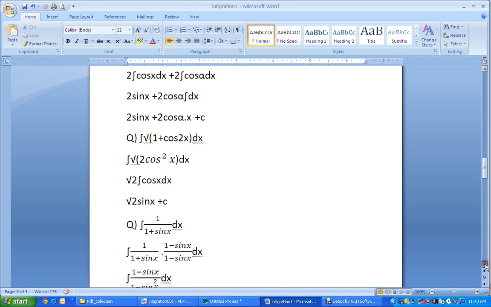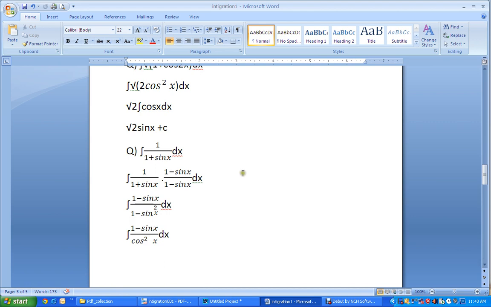The next question is integration of 1 by (1 plus sin x) dx. Now we will go for rationalization. There are 2-3 methods, but right now we are just applying the rationalization process. So it will become 1 by (1 plus sin x) into (1 minus sin x) divided by (1 minus sin x). We just multiply and divide by 1 minus sin x, or you can say multiply the numerator and the denominator by 1 minus sin x. So 1 into 1 minus sin x will be the same thing, 1 minus sin x.